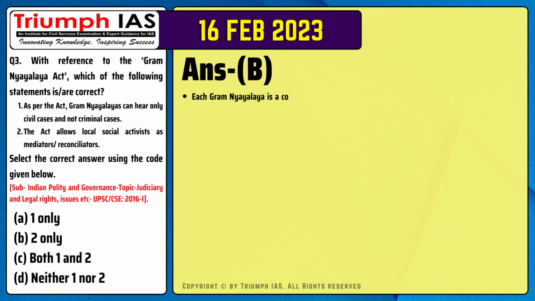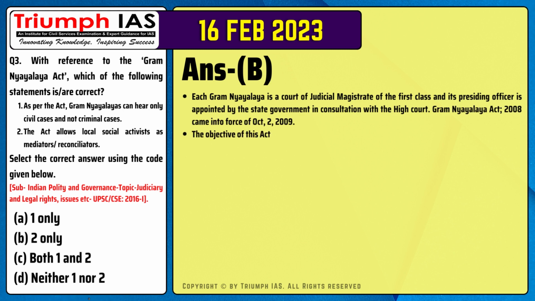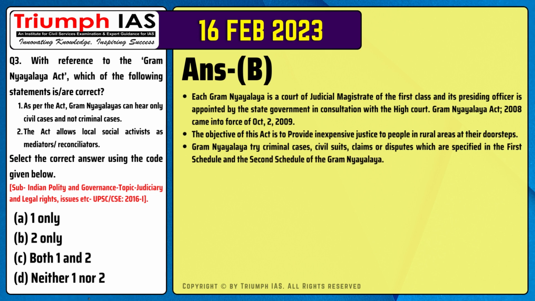The answer is B. Each Gram Nyayalaya is a court of judicial magistrate of the first class and its presiding officer is appointed by the state government in consultation with the High Court. Gram Nyayalaya Act, 2008 came into force on October 2, 2009. The objective of this Act is to provide inexpensive justice to people in rural areas at their doorsteps. Gram Nyayalaya try criminal cases, civil suits, claims or disputes which are specified in the first schedule and the second schedule of the Gram Nyayalaya.